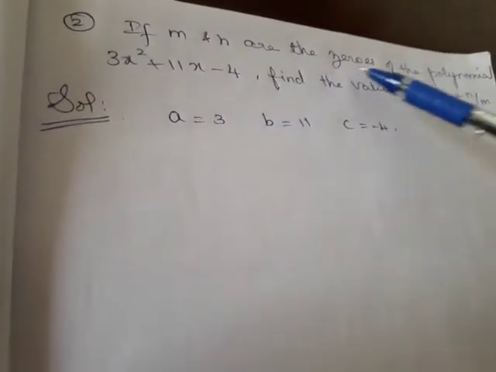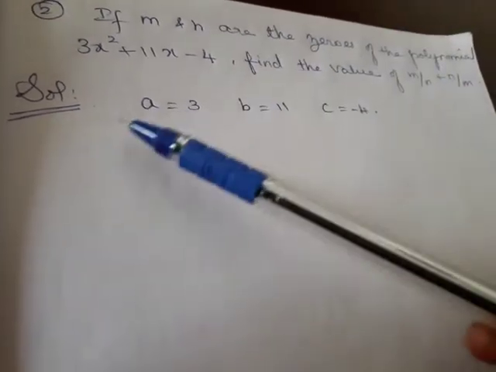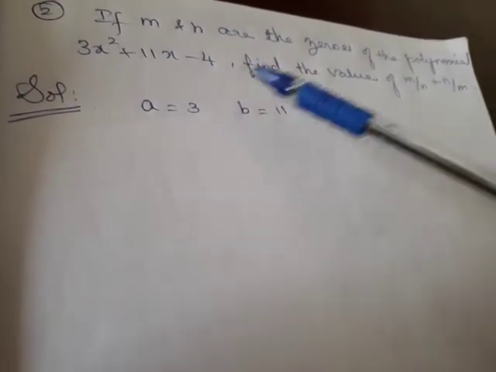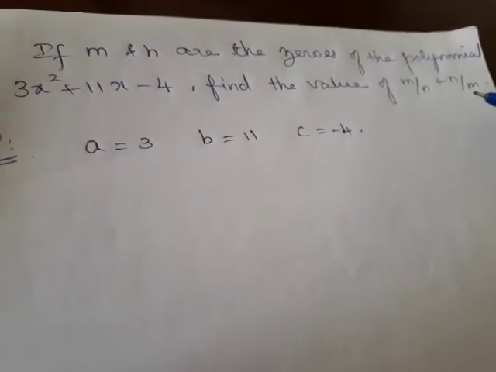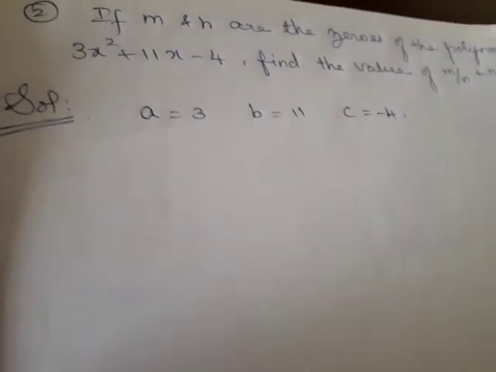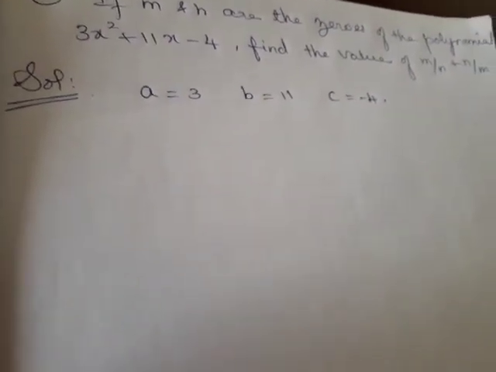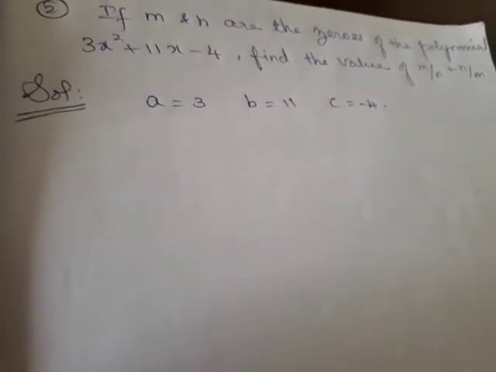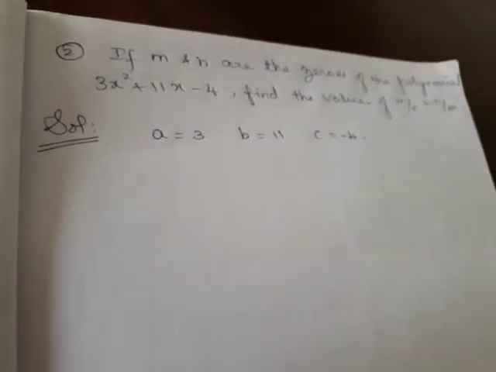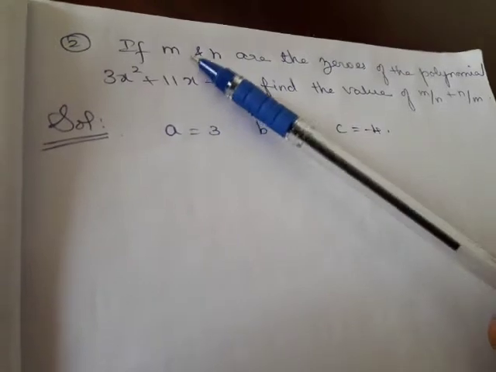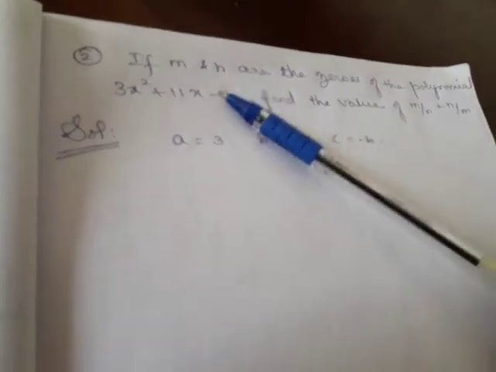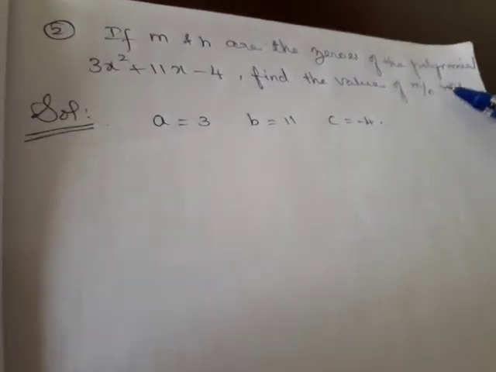Now let us see the next question. If m and n are the zeros of the polynomial 3x square plus 11x minus 4, find the value of m by n plus n by m. Don't expect always your denotation to be alpha and beta. They may denote by their own values, right? So here they have denoted the zeros by m and n. So they asked you to find m by n plus n by m.